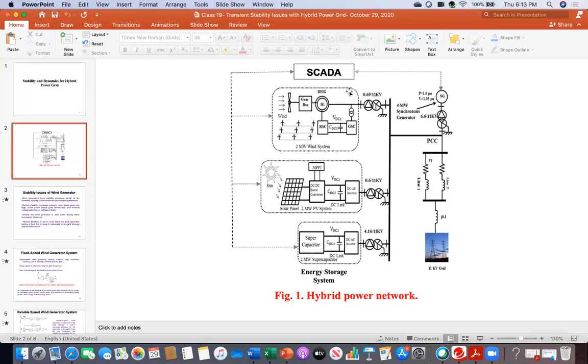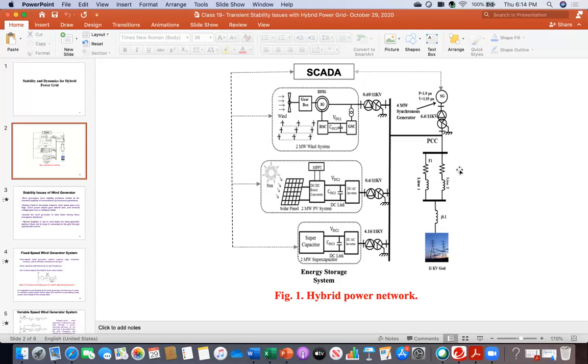And then we are assuming that there is SCADA, a supervisory control and data acquisition system, that is continuously monitoring and exchanging information with the whole network. So because here there is a mixture of power sources or energy sources like the synchronous machine, wind generator system, photovoltaic system, together with the energy storage, this is the hybrid power network. Now, here is the distribution network.